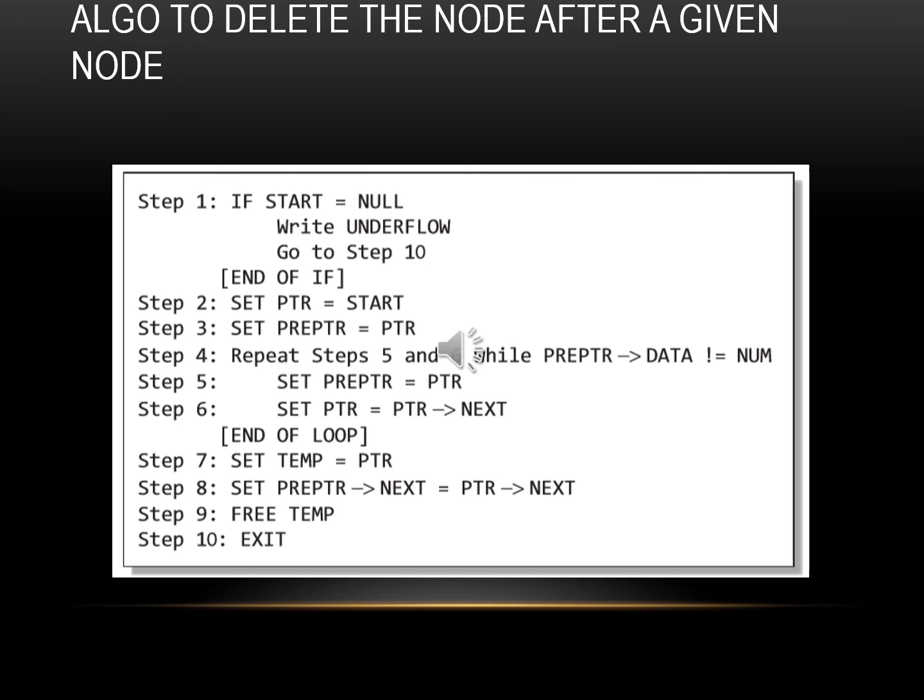Set temp equal to pointer, so one extra variable is taken to store the address of the pointer, and set pre-pointer next equal to pointer next, means the next part of the pre-pointer will contain the next part of the pointer. That means the two nodes on either side of the node to be deleted are joined, and we have set free the temp. So that's all about singly linked list.